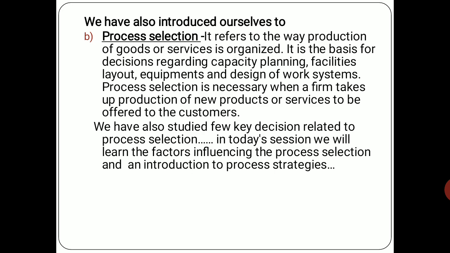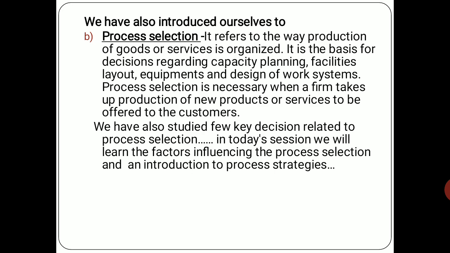The next aspect is said to be process selection. This is the core of the whole chapter that we are dealing with. What is process selection? It refers to the way the production of goods and services is organized. It is the basis for the decision regarding capacity planning, facilities layout, equipment and design of the work system.